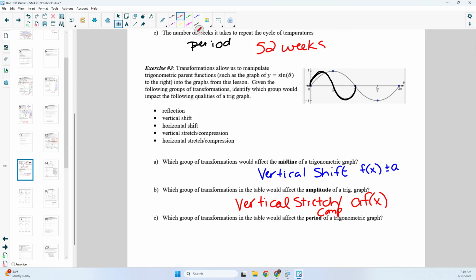So to change the period, we want to do a horizontal stretch or compression. I'm spelling this wrong. Or compression, and that is changing where the x is. Okay, so we're going to start to look at these transformations and how we can read equations and find what changes have happened to graphs.